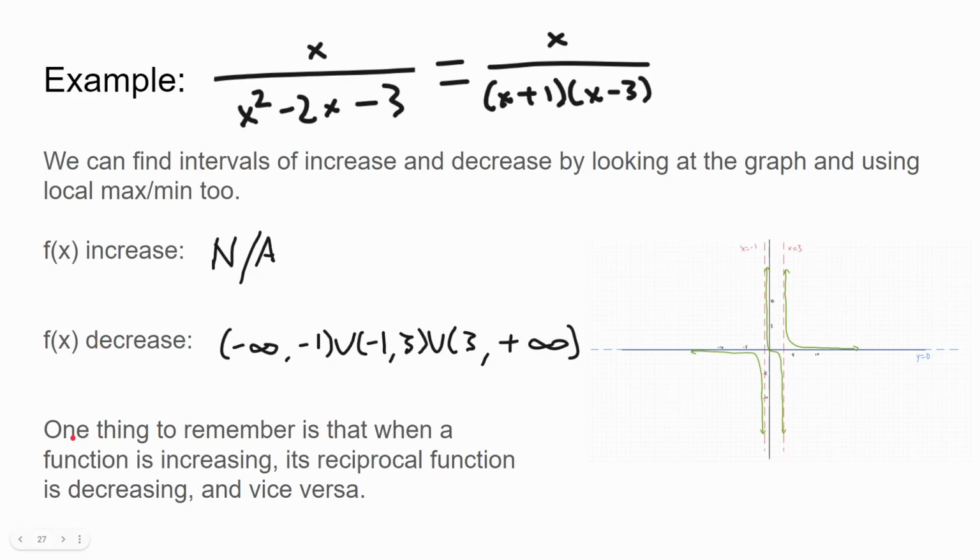And again, the thing to remember is that when a function is increasing, the reciprocal function is decreasing, and vice versa. So if we were to flip this reciprocal function over and get the reciprocal of this function, we would get a function that is constantly increasing.